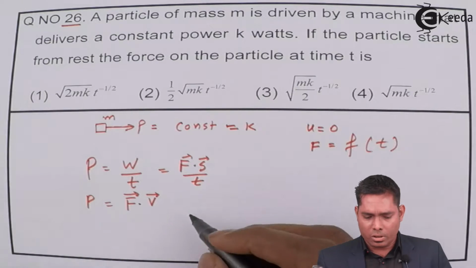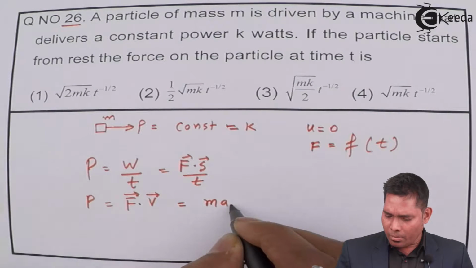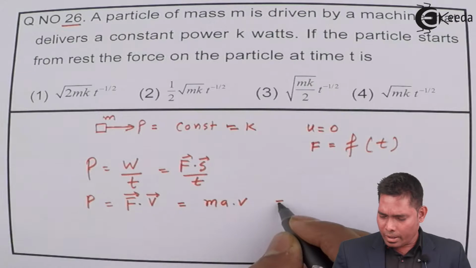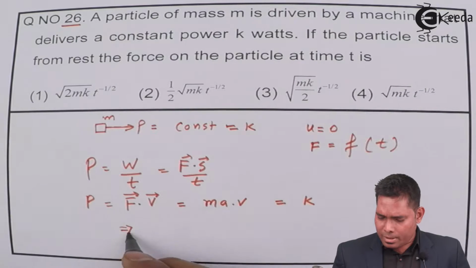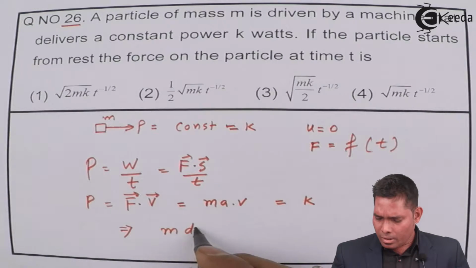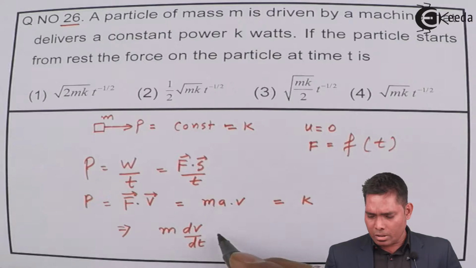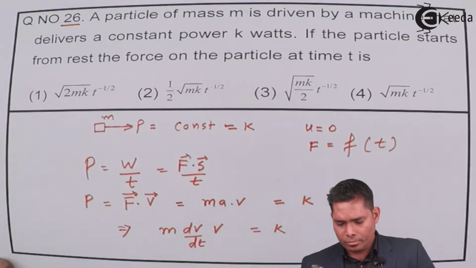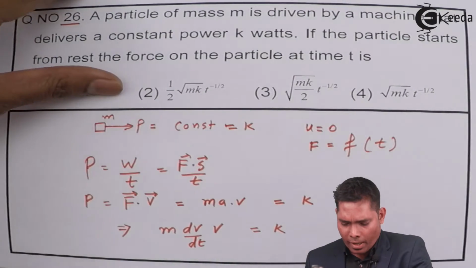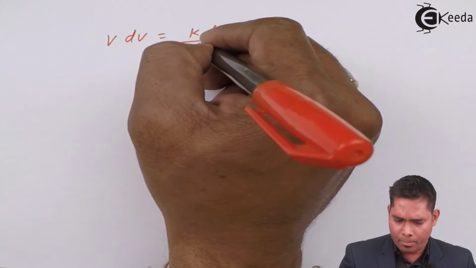So F dot v is a constant, which is k. That is, ma times v is a constant, and the power's value is k. So from here, m a, where acceleration is dv over dt, times v equals k. If I write this properly, then this becomes v dv equals k dt over m.